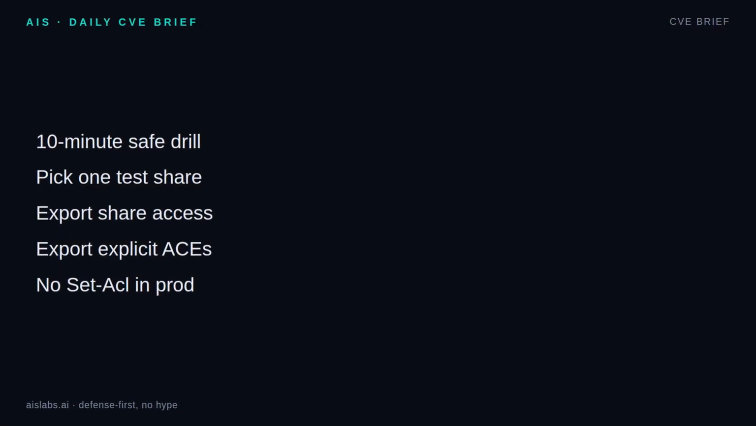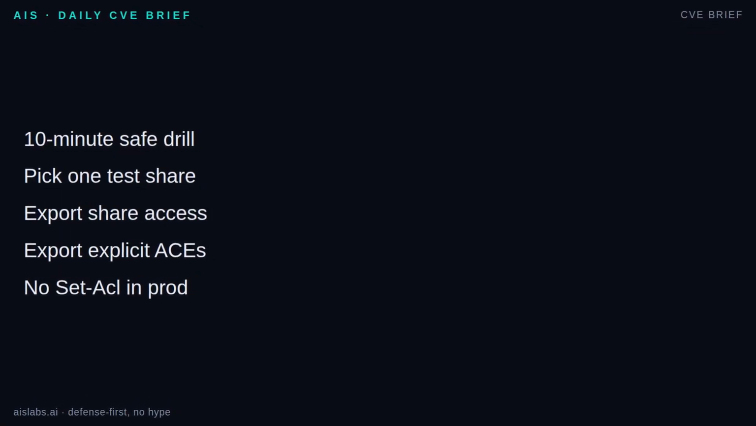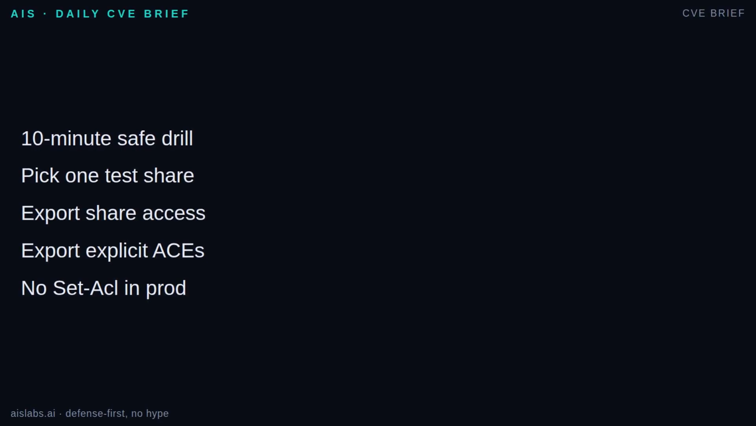Try this safely today. Pick a test share or a lab virtual machine. Do not run Set-Acl against production for practice. First run Get-SmbShare -Name test-share and note the path. Then run Get-SmbShareAccess -Name test-share. Now run the snippet from the description with the root path changed to your test share path. Open the CSV and look only at non-inherited entries. Ask 3 questions: who is named, what right do they have, and why is inheritance broken here? If nobody can answer the why, that permission is technical debt.